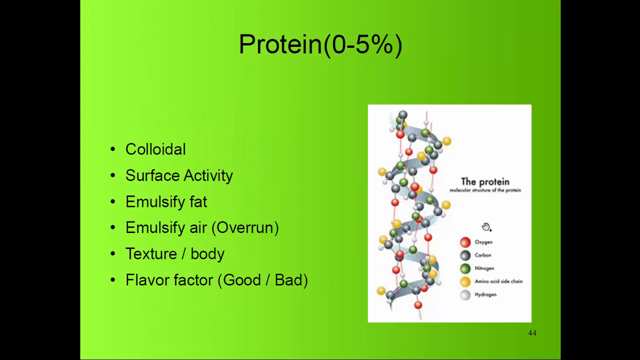There's also proteins, right? And if we look at proteins, they're 0 to 5%, and a lot of the protein comes from the milk, and it helps with the surface activity. It also helps to emulsify the fat, so the fat doesn't separate. So before milk was homogenized, you would get milk and the fat would float to the top and the rest of the milk would sink to the bottom. So this protein will actually help emulsify it.